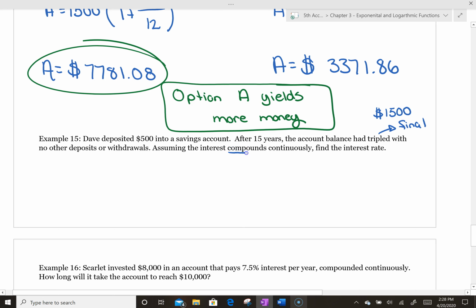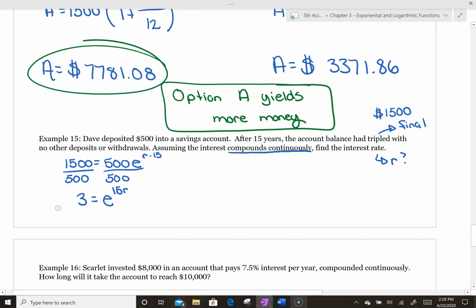Okay, using compound continuously. That is PERT. But this time, we're looking for the rate. So we know that it's going to equal 1,500. Started with 500. The rate is, oh, that's what we're looking for. Sorry. And this was after 15 years. So the cool thing is we know if we divide that by 500, we should get a 3. And then we just finish the problem like normal.